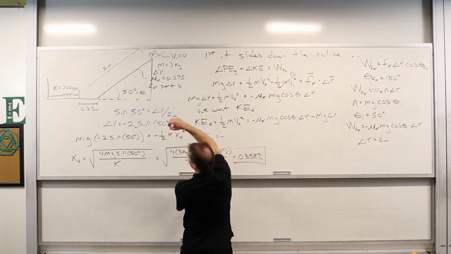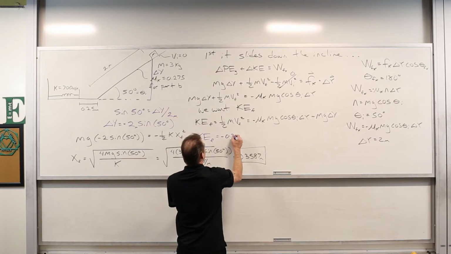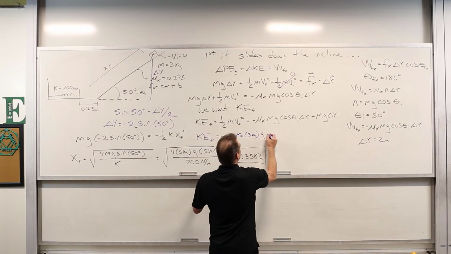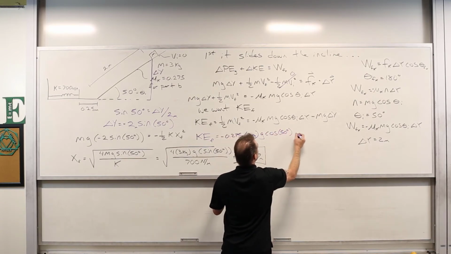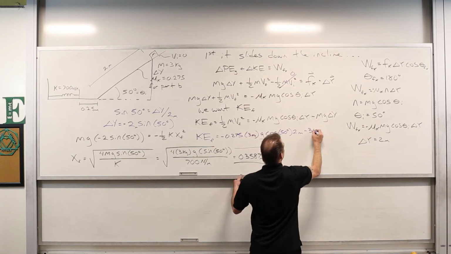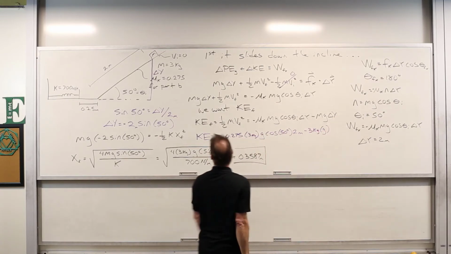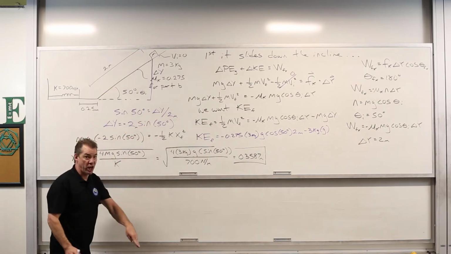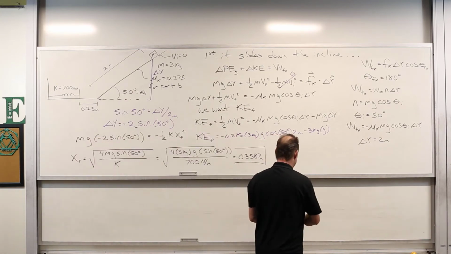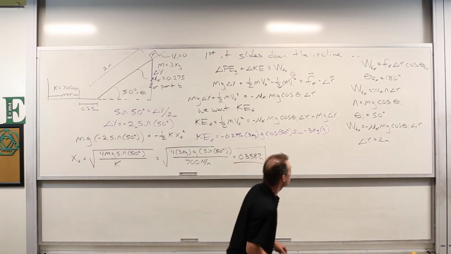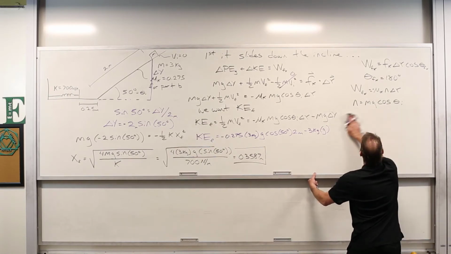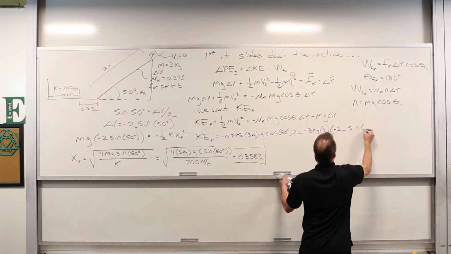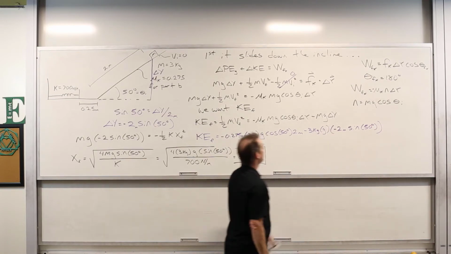negative 0.275. Is that what we said? Yes. 0.275 times the mass of 3 kilograms times g times the cosine of 50 degrees times 2 meters, minus 3 kilograms times g times delta y. Well, again, this is delta y right here: negative 2 times the sine of 50. That is the change in elevation, made negative because it is descending. Multiplied by negative 2 meters times the sine of 50 degrees.